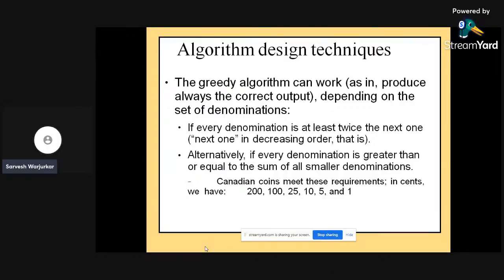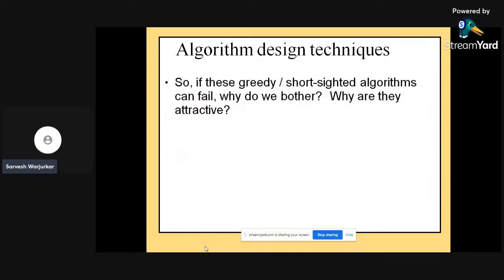Alternatively, if every denomination is greater than or equal to the sum of the smaller denominations, then Canadian coins meet these requirements. In cents, of course, the Canadian coins are always in cents: 200, 100, 25, 10, 5 and 1. So if this short-sighted greedy algorithm can fail, why do we bother?